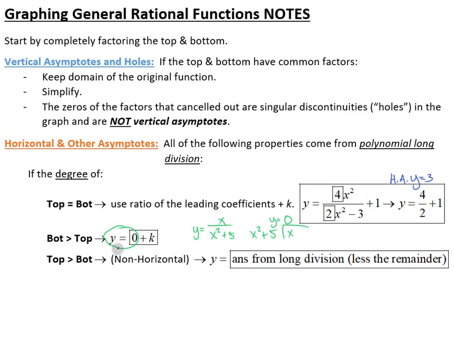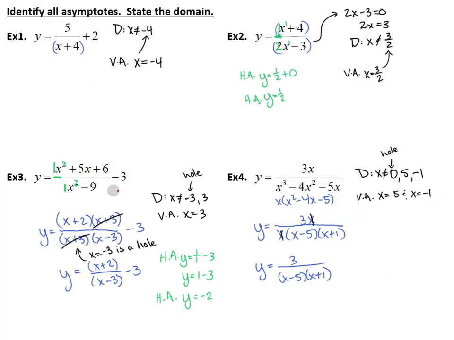Now it would stay there, which would be the x-axis, if there wasn't a k value. So if there's no plus or minus after the function, or after the fraction, I should say, then it would stay at 0. Otherwise, we might have to shift it up or down by k. So let's take a look at a quick example that we just did on the next page. Okay, which would be, say, example 1 here.